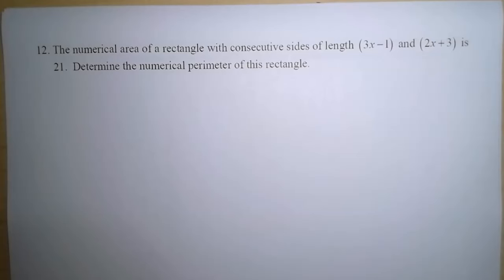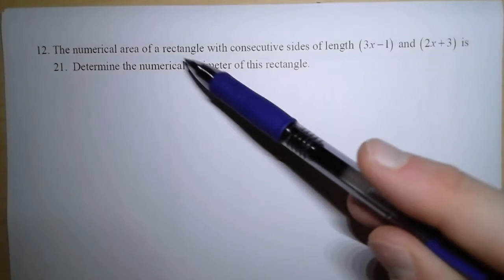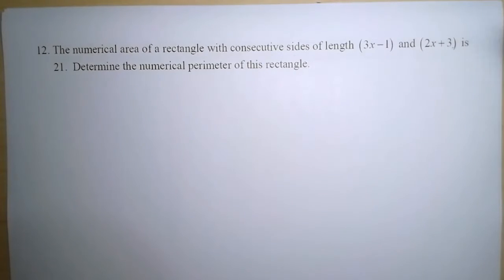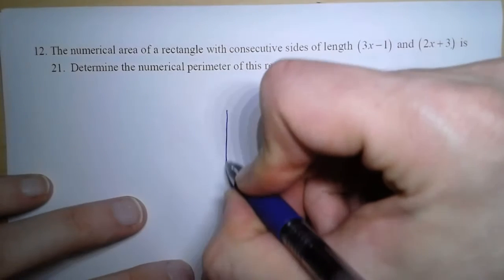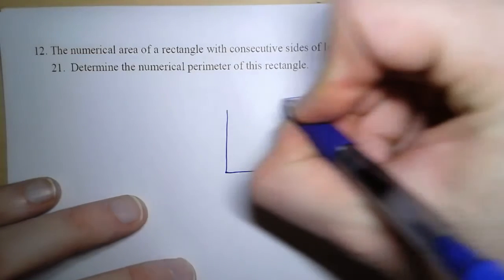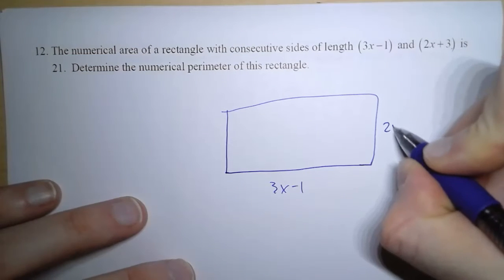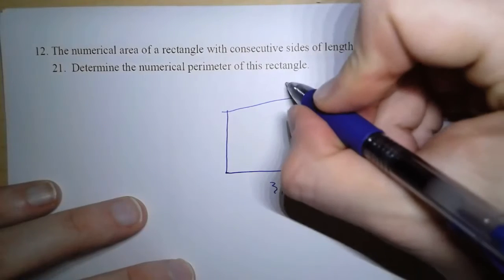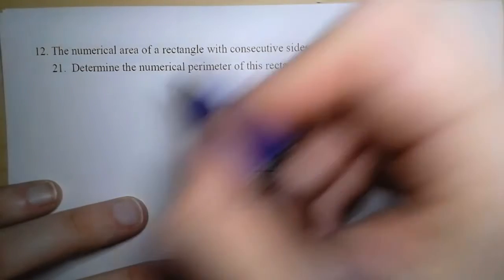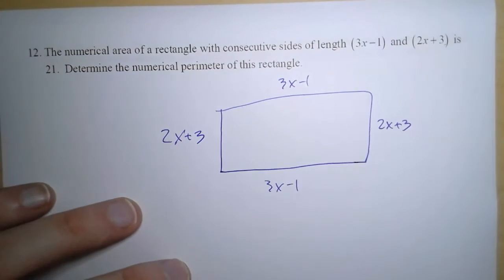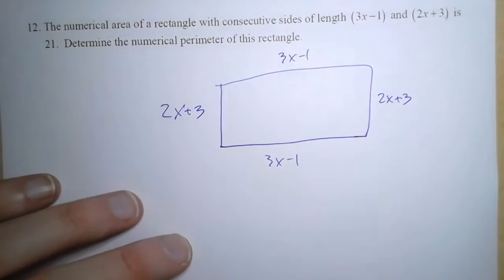In this problem, we're given the numerical area of a rectangle with consecutive sides of length 3x minus 1 and 2x plus 3. Now, consecutive means that they are next to each other. So this is 3x minus 1, and this is 2x plus 3. Now, they tell us the area is 21.